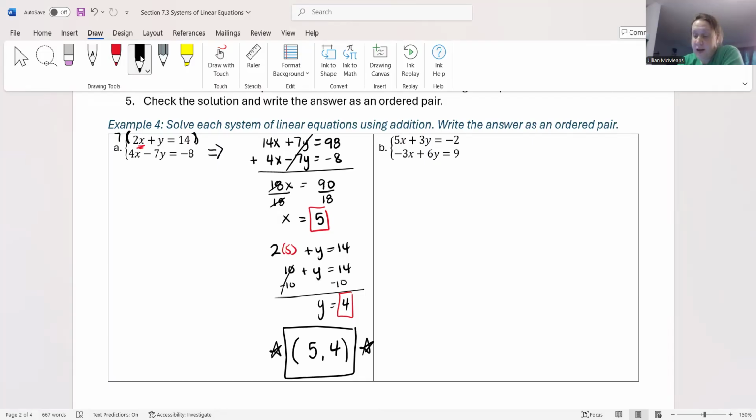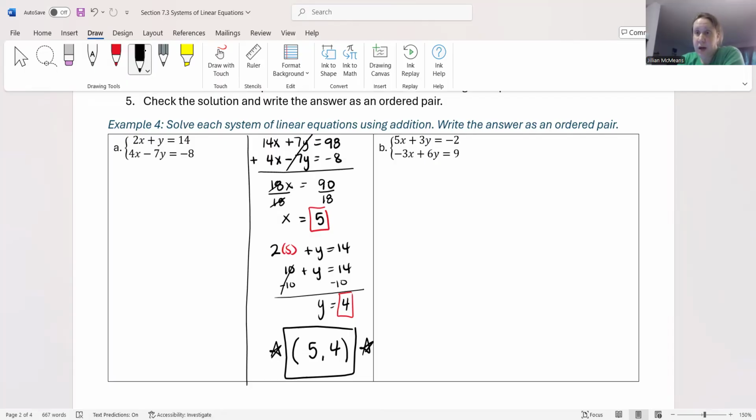Now, for fun, let's say you didn't realize that you could easily get rid of your y's, and you were like, I'm going to get rid of my x's. That is fine. We could do that, okay? So if we wanted to get rid of our x's, it would still just be a one-step process. Let me make some room here. So notice here for the x's, I have coefficients of 2 and I have coefficients of 4. So 2 and 4, those are my coefficients.